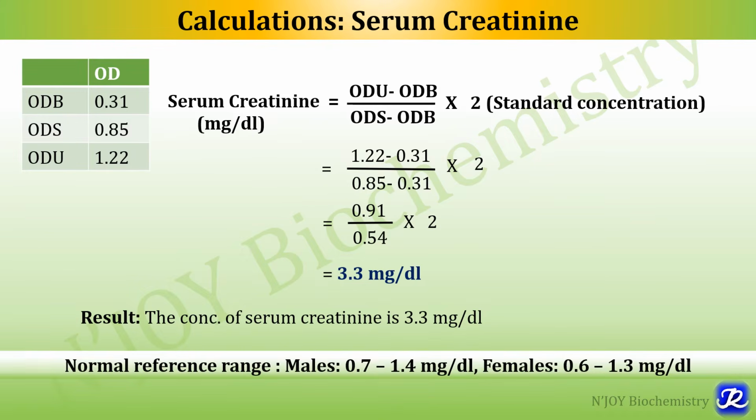So to interpret this result, we should know the normal reference range. In males, the serum creatinine concentration is 0.7 to 1.4 milligram per deciliter, and in females it is 0.6 to 1.3 milligram per deciliter, and our result is 3.3, which means that the serum creatinine level is increased.